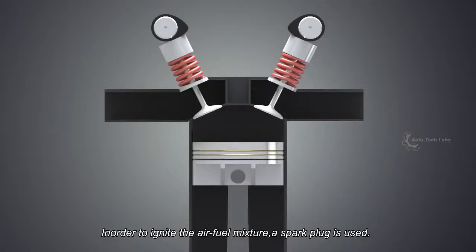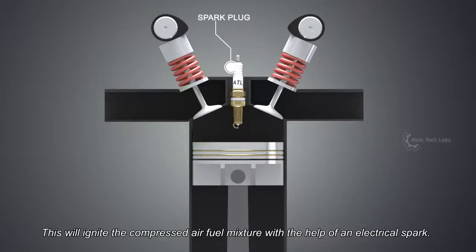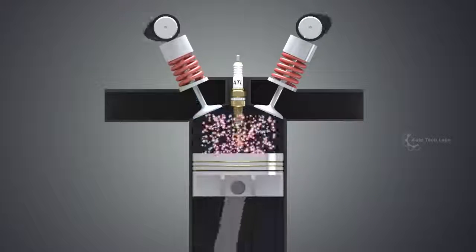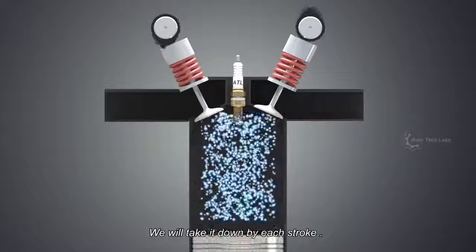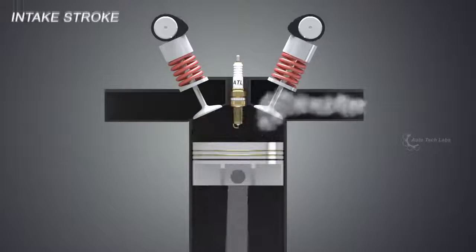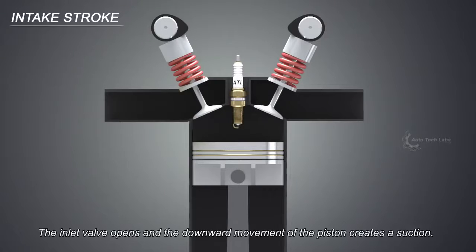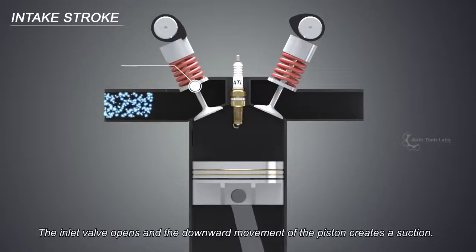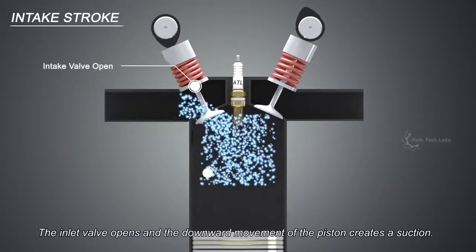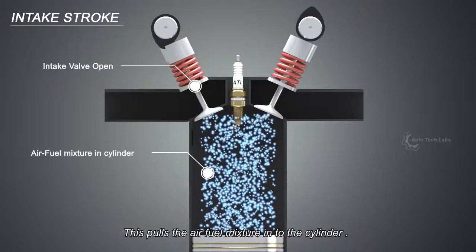In order to ignite the air-fuel mixture, a spark plug is used. This will ignite the compressed air-fuel mixture with the help of an electrical spark. We will take it down by each stroke. The intake stroke. The inlet valve opens and the downward movement of the piston creates a suction. This pulls the air-fuel mixture into the cylinder.